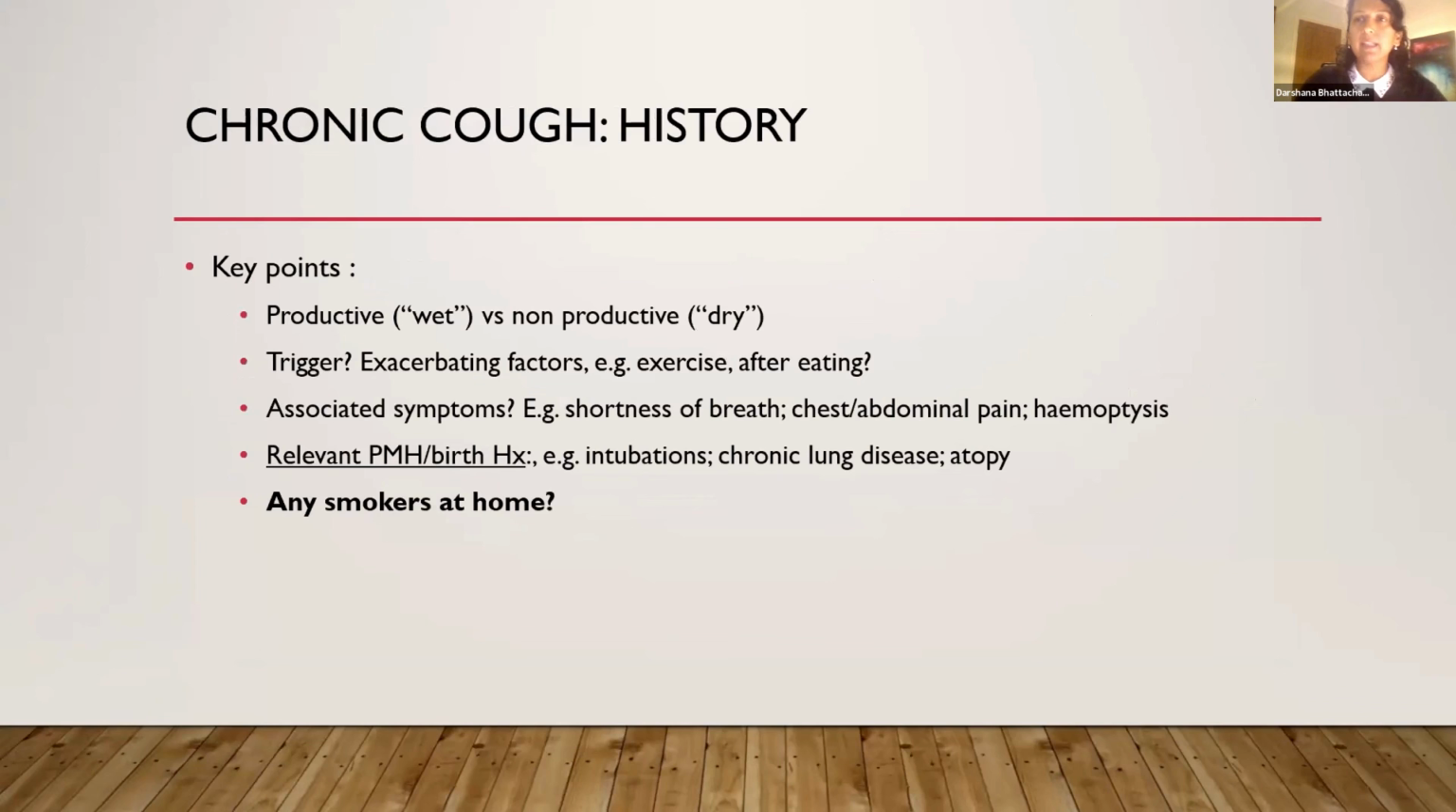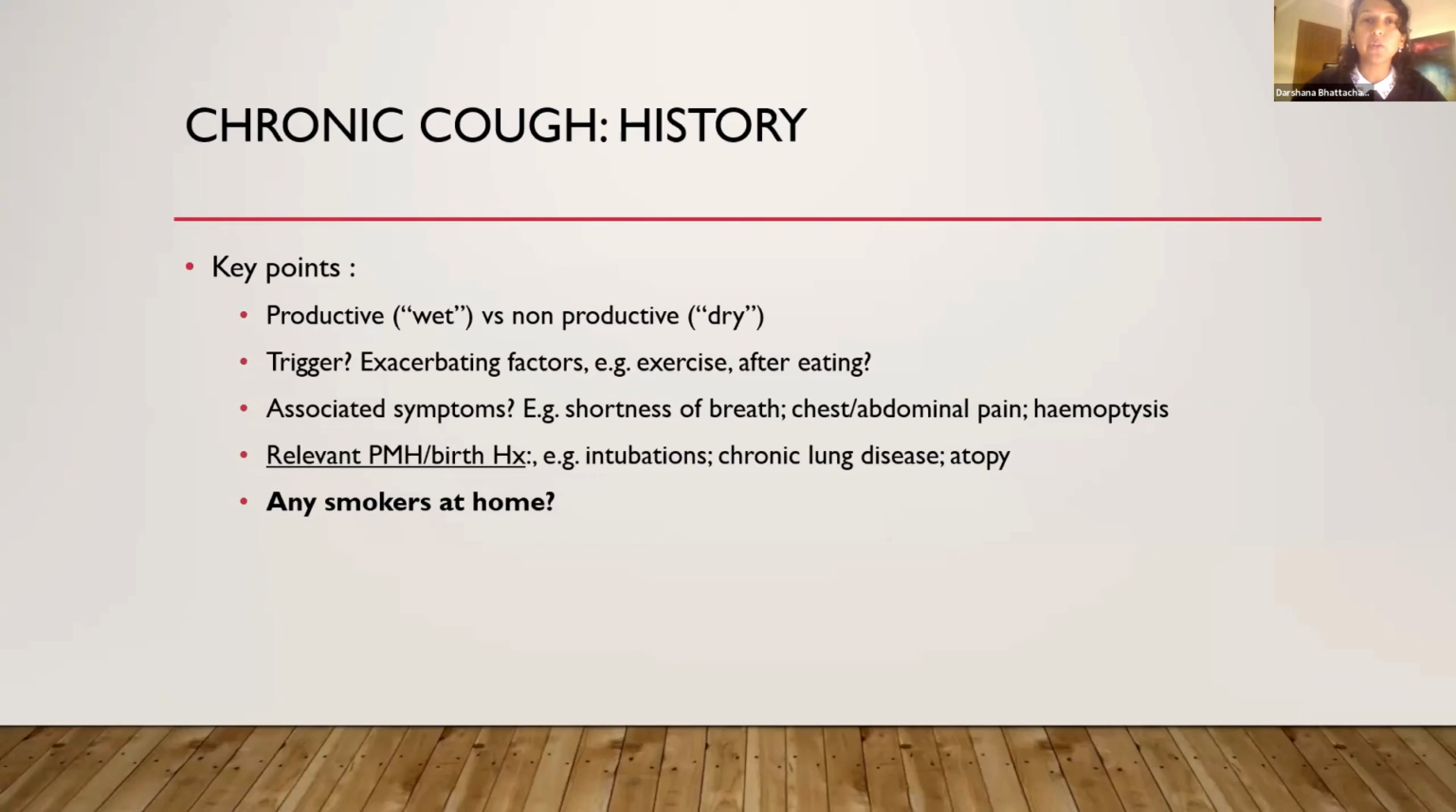So key points in the history to ask for these children are, first of all, whether the cough is productive of sputum or wet sounding, or if it's non-productive or dry. Again, bearing in mind that young children often swallow their sputum, they don't cough it up, but it's really what the cough sounds like. Ask the parents whether there's any trigger to the child's cough. Can it happen after exercising, which might indicate a more asthma-like component to it, or can it happen after eating, which could indicate a more reflux type component?